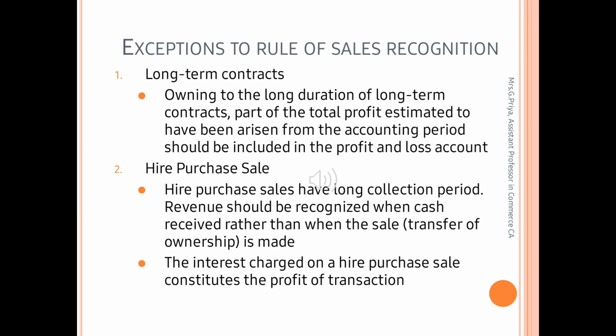And the next one is exceptions to the rule of sale recognition: long-term contracts and hire purchase sales. So the first one is long-term contracts. Owing to the long duration of long-term contracts, part of the total profit estimated to have arisen from the accounting period should be included in the profit and loss account.